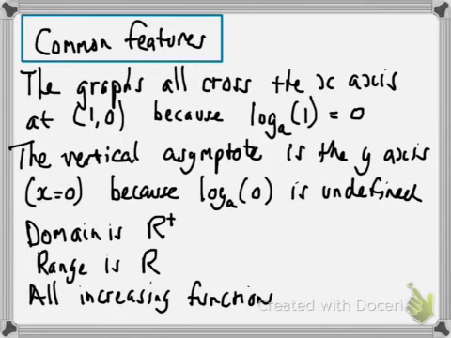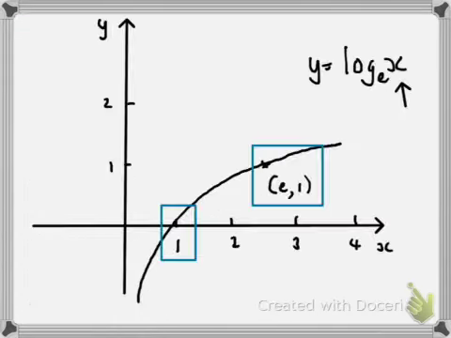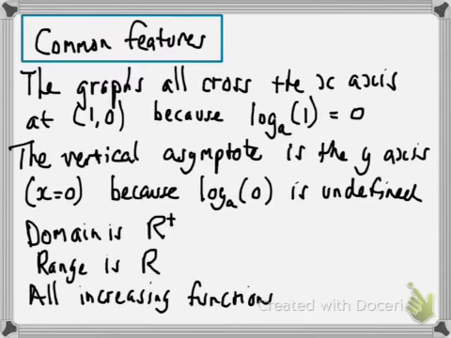Alright, let's move on and talk about the common features of these graphs. The graphs all cross the x-axis at (1, 0). That's because log 1 to the base a equals 0. Okay, we pointed that out before. The vertical asymptote is always the y-axis, or x equals 0, because log 0 to the base a is undefined. The domain is all positive real numbers, and the range is all real numbers.